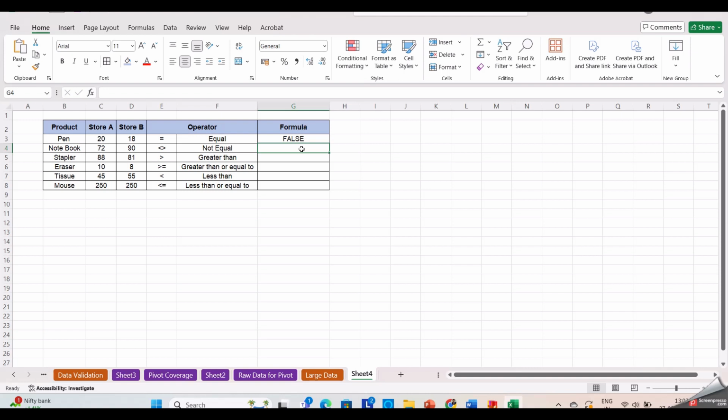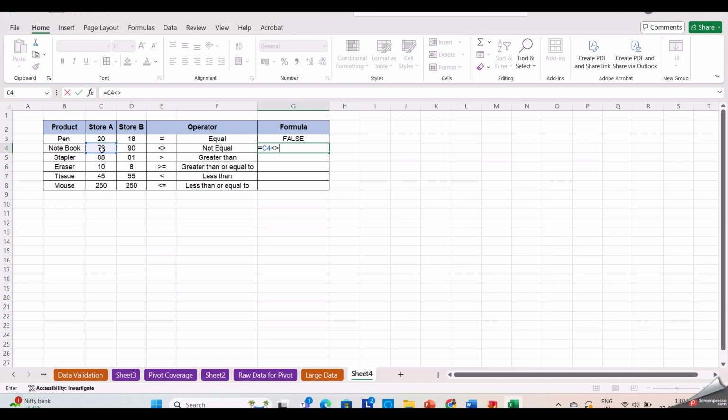For the not equal operator, we will be using this symbol. That is, we will be using both the greater than and less than symbols simultaneously. Then it becomes the not equal symbol. Now I will compare the price of the notebook in store A and store B using this not equal operator. Now I will write the formula here.